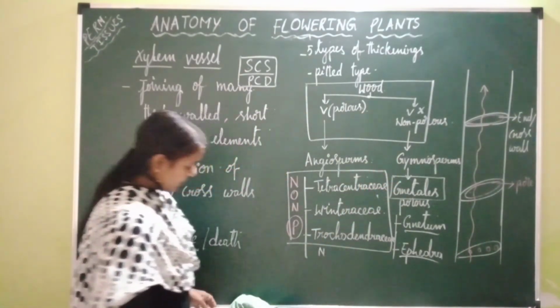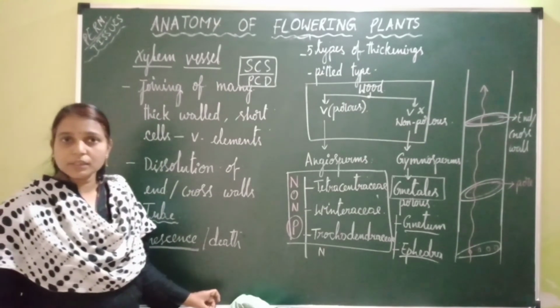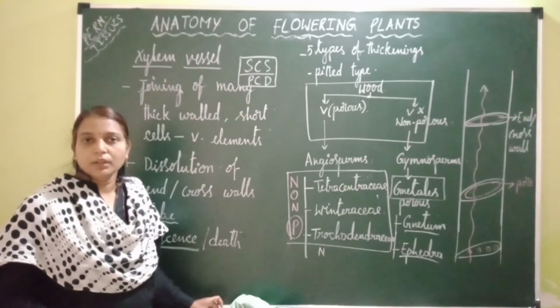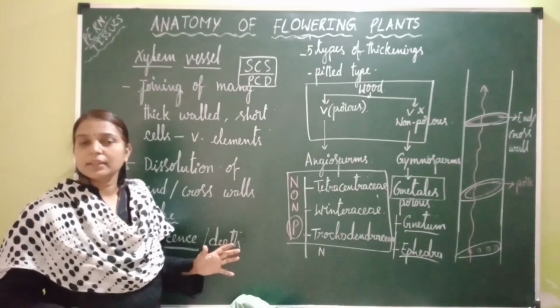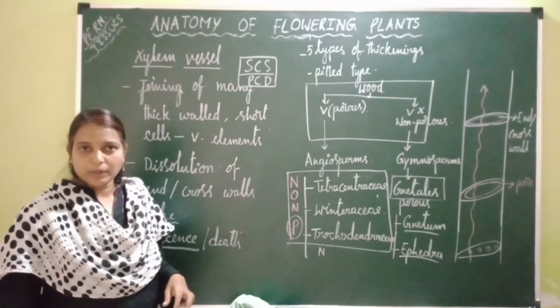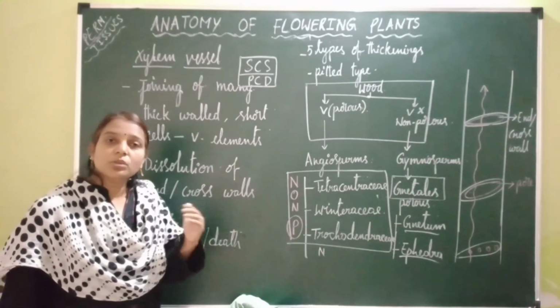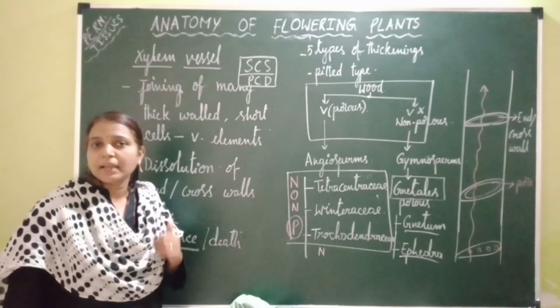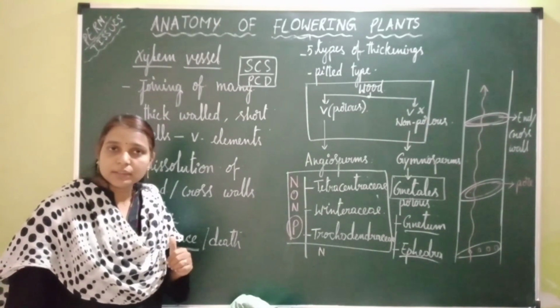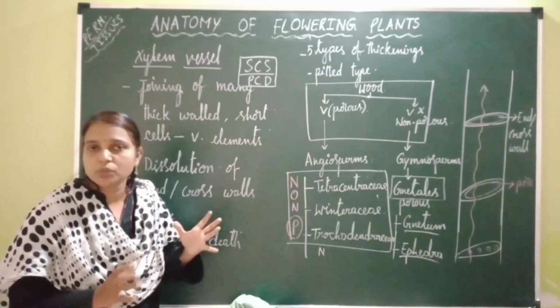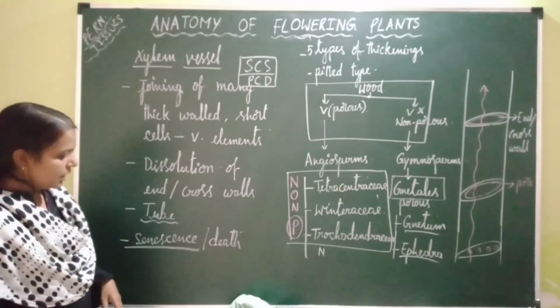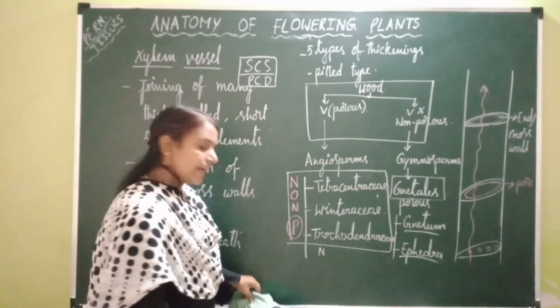So what is the main function of vessels? The function of vessels is to conduct water from one point to another point inside the plant body. It is also involved in providing mechanical support along with the conduction of water, but the main function is to conduct water. So this is all about vessels. Next I will be starting with xylem parenchyma.